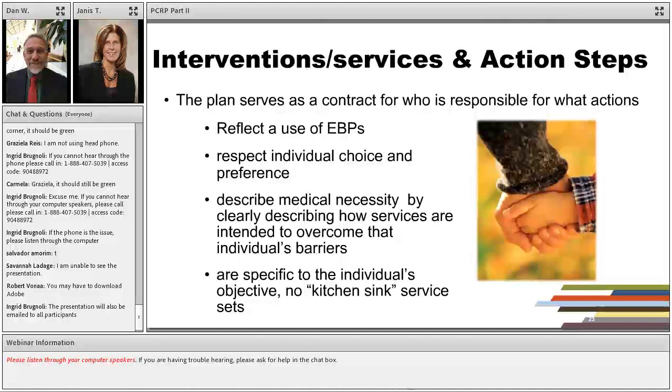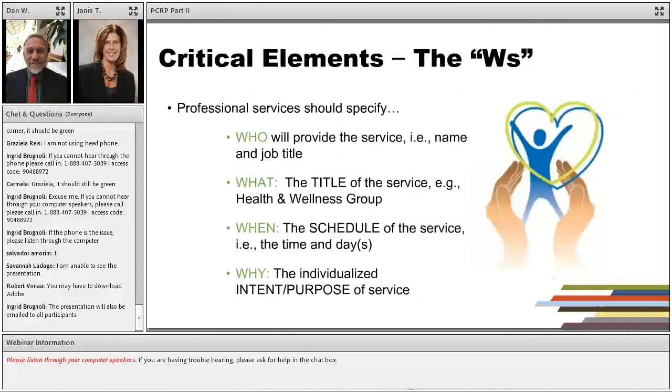Sometimes we get a lot of things put into that intervention section that, while they may be an important part of the plan, don't necessarily fit in that particular area. So don't forget with those professional interventions, you want to be real clear about who is providing the service, what exactly it is that they're providing, not just meeting with, but what's the title of the group. Maybe it's a health and wellness group.